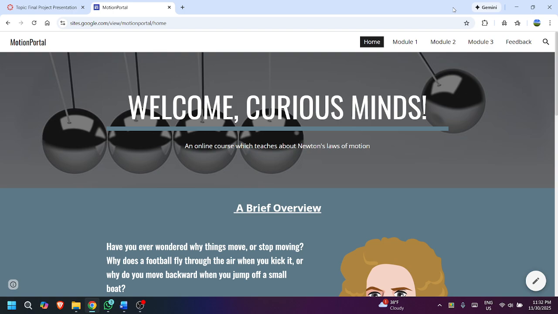The instructional design is based around explaining Newton's laws of motion to students who are aged 12 to 14 years old. Because that's the age when they are usually curious to learn about physics, but they don't have any credible source or any instructional material to actually learn more about them.